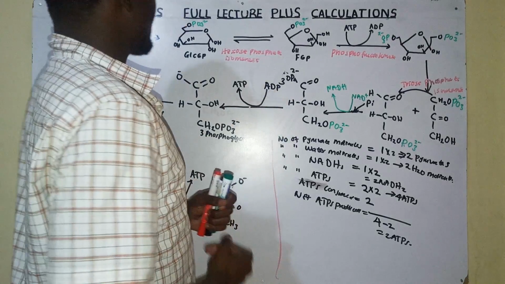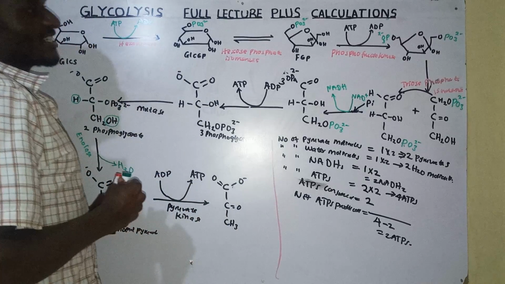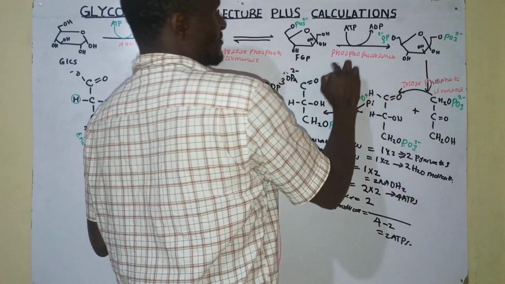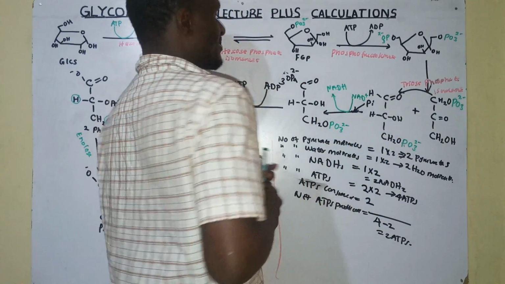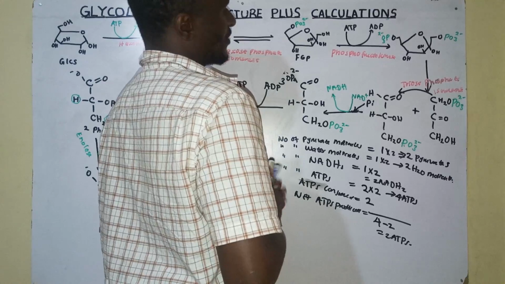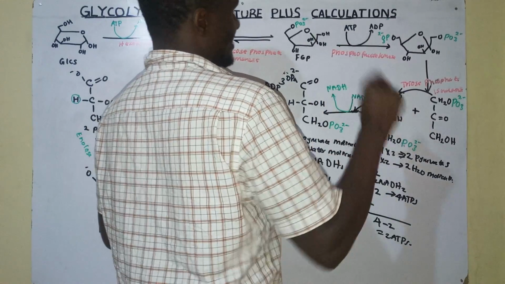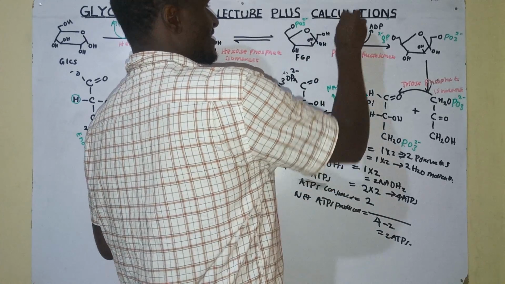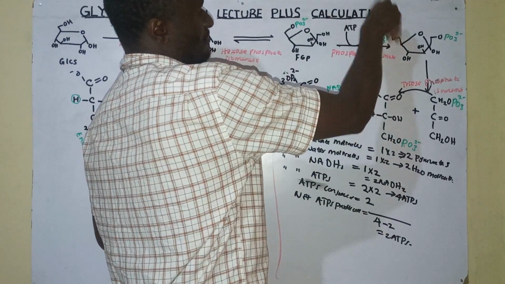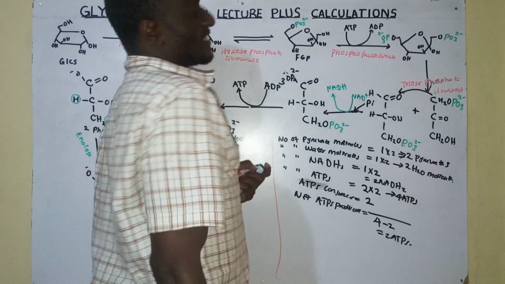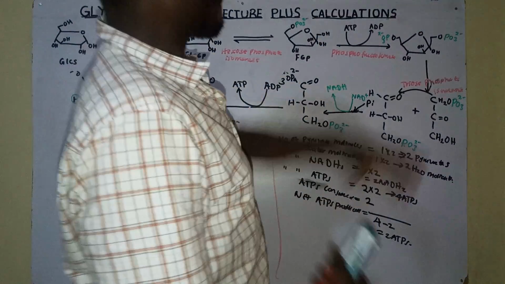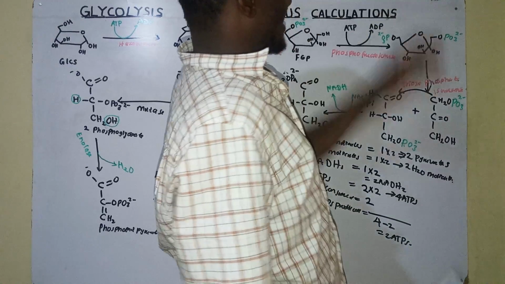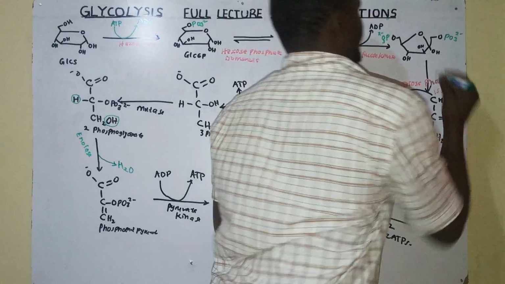Step number 3, we've said that it is facilitated by phosphofructokinase. It is working on fructose 6-phosphate. So the name phosphofructokinase comes from the fact that it's working on a phosphofructose, and it is transferring a phosphate group from ATP onto fructose. Then the next step, we've said that fructose is split by an enzyme known as aldolase.